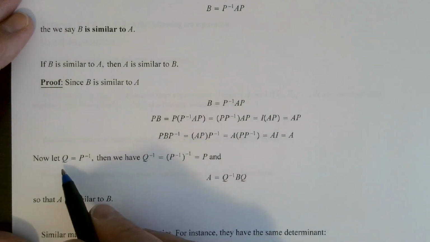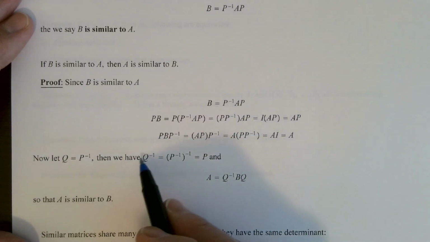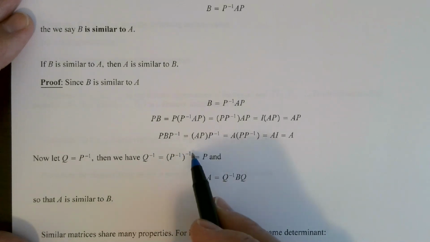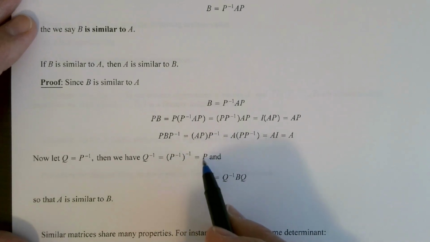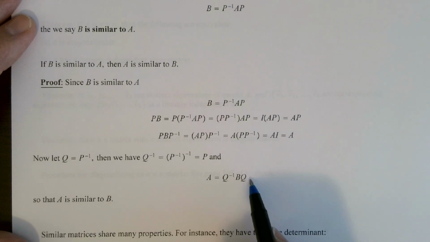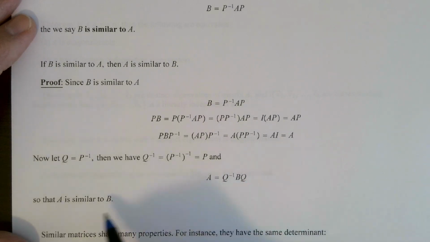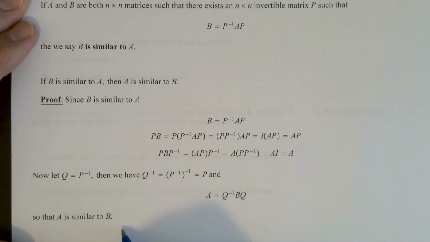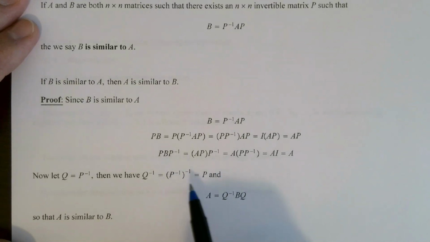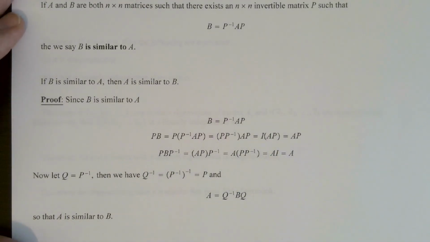Well, if I choose Q to be P inverse, then the inverse of Q, which is the inverse of P inverse, is just P. And I get Q inverse BQ, which is the form I need it to be in to say A is similar to B. I don't know if you followed all that. That was a little bit of a switch-swatch, flip-flop, or whatever you want to call it. But it is true then that if A is similar to B, then B is similar to A. So we can talk about them. They come in pairs. They are similar to one another.